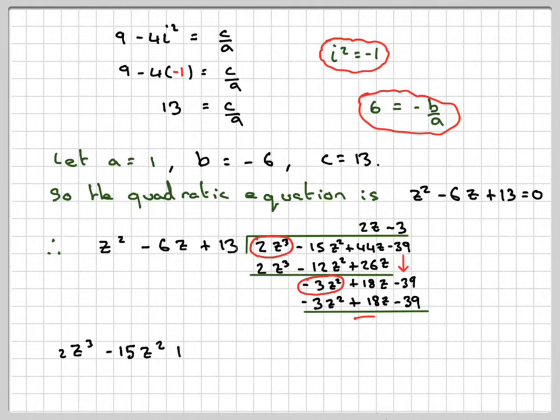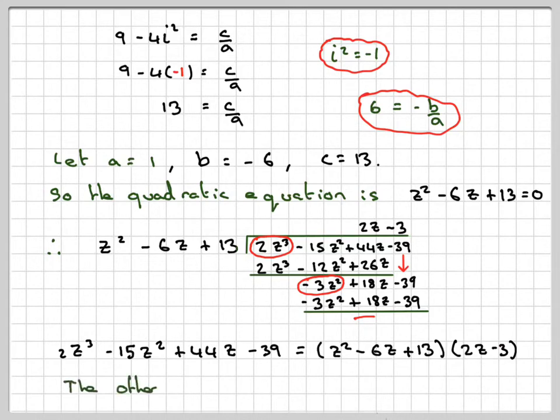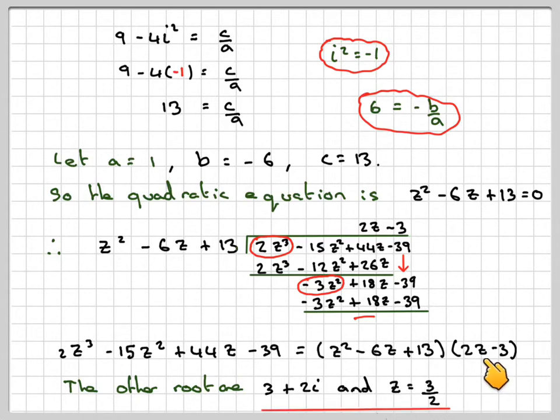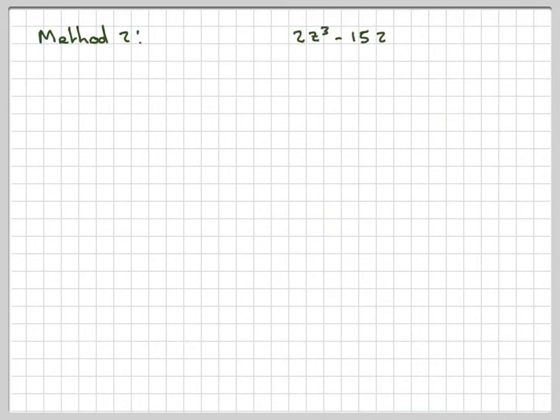And therefore, the cubic is equal to the quadratic times this new factor here, and from that we can say the other roots are 3 plus 2i, and from this one 3 over 2. However, there's a much easier way to do this problem. So let's just look at method 2.